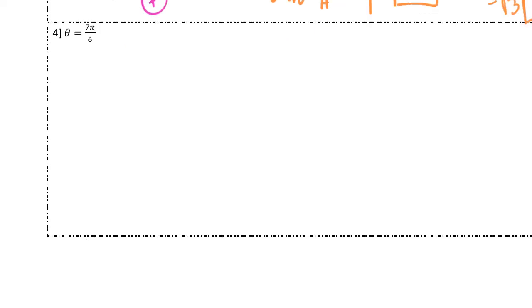Our last angle that we're going to check out here is 7 pi over 6. Please have your unit circle handy and figure out where 7 pi over 6 lands. Hopefully you're getting more and more familiar with those angles. 7 pi over 6 is an angle that lands in the third quadrant.